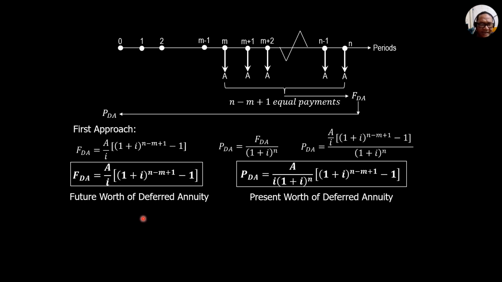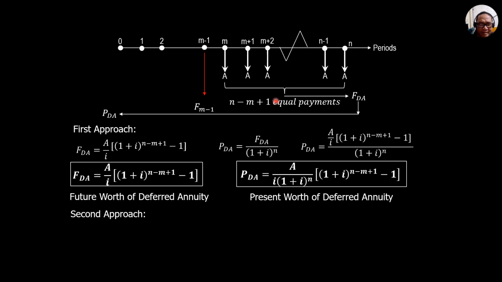Then for the second approach, this is the second approach that I'm going to suggest. Remember, this is ordinary annuity. Then I can compute the single value equivalent to this ordinary annuity here. And I call that F sub m minus 1 because it occurs at the m minus 1 period. Now, which formula am I going to use? Present worth formula for ordinary annuity. And remember, there are only n minus m plus 1 payments.